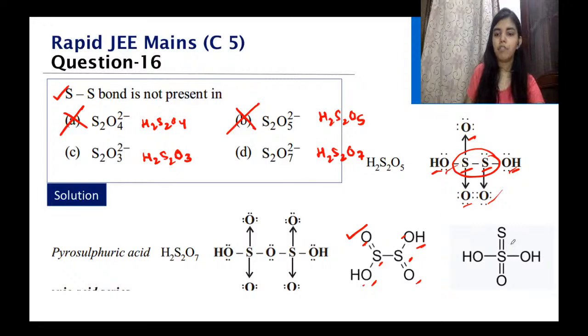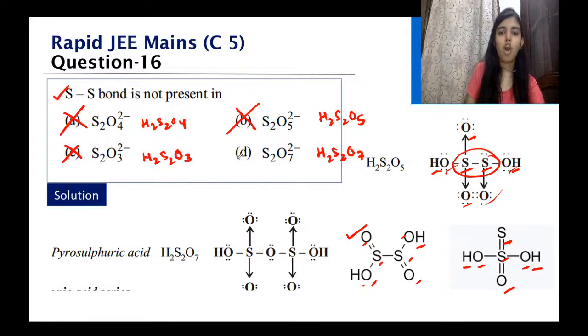H2S2O3. Here if you see the structure, H2, S2, 1, 2, 3, O3. So this is the structure for H2S2O3. Here also a sulfur-sulfur bond is present. That means this option is also incorrect.